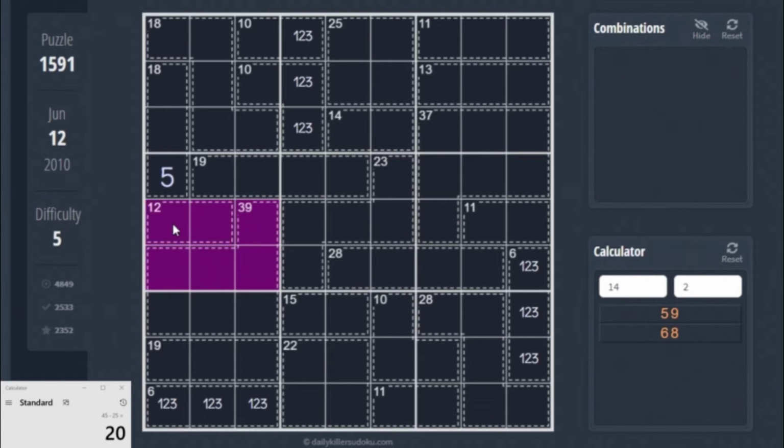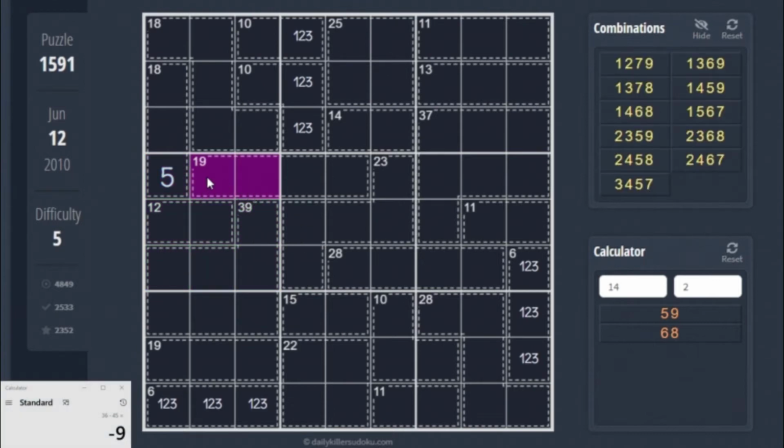19 plus 12 is 31, and then if we include this guy, it's gonna be 36. 36 for this section, and we know that the whole section is 45. So 45 minus 36 is 9. Those two cells are 9. There are so many possibilities. We're gonna do nothing. Oh, actually, there's something we can do.